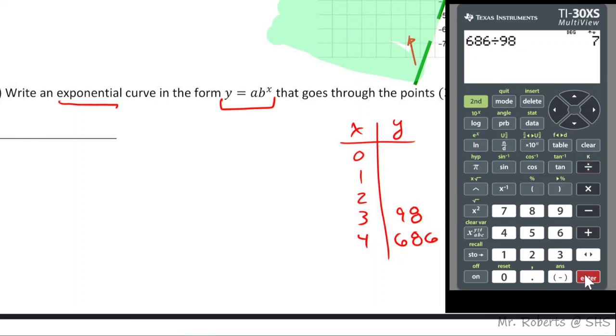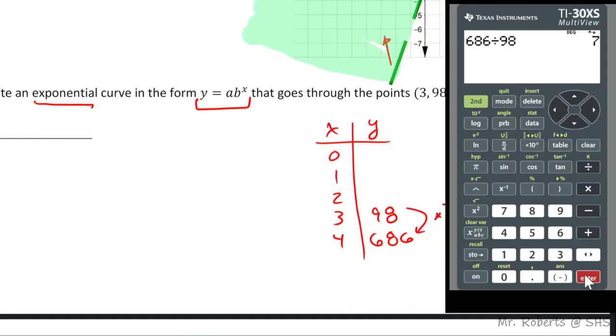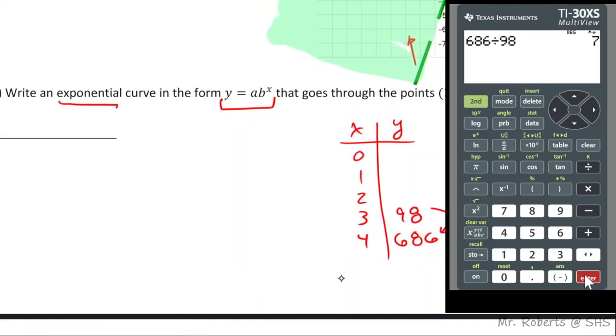What that tells me is that as I go down this list, I am multiplying by the number 7. Each time I go down, I'm multiplying by 7. That means that b, my multiplier, is the number 7. The thing I don't know is my 0th term, but I can get it, because if I take 686 and divide that by 7, I can go backwards.